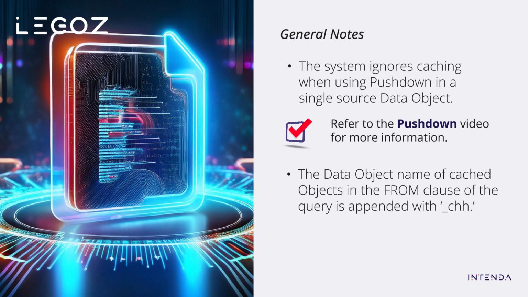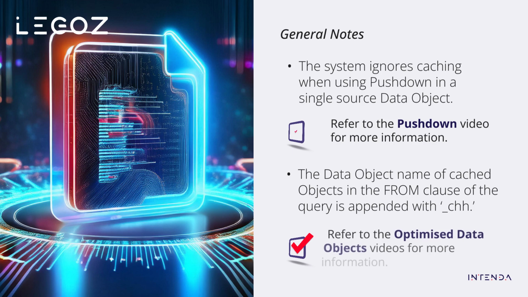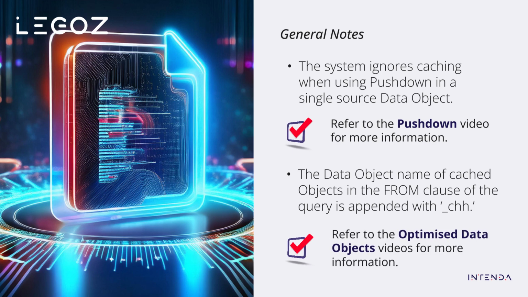Automatically updating the data object name in this way ensures that the system uses cached data for queries, and that the need for repetitive data retrieval or computation is reduced. Refer to the Optimized Data Objects videos for more information on how to use caching to build data objects effectively.